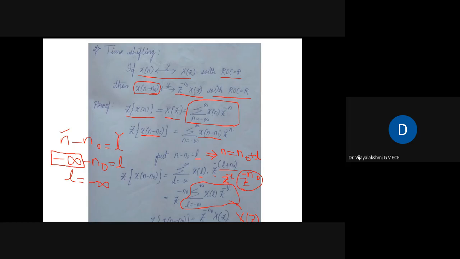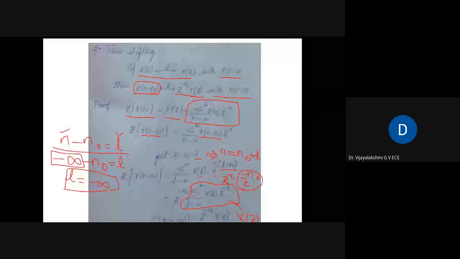Earlier it was n which varied from minus infinity. Now I substituted n minus n naught is equal to L. If I substitute n equal to minus infinity, I get L also equal to minus infinity. And in the same equation, if I put the upper limit n equal to plus infinity, then I get infinity minus n naught equal to L. That is, from infinity I am subtracting a very small value n naught. So I get L equal to infinity itself.